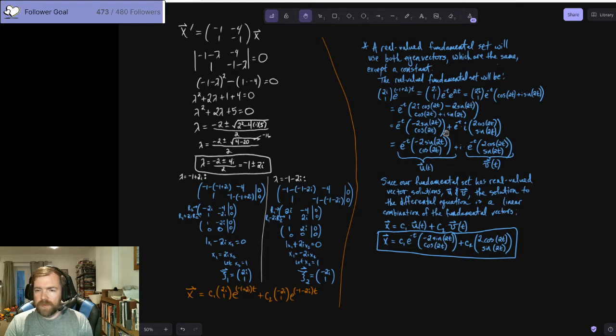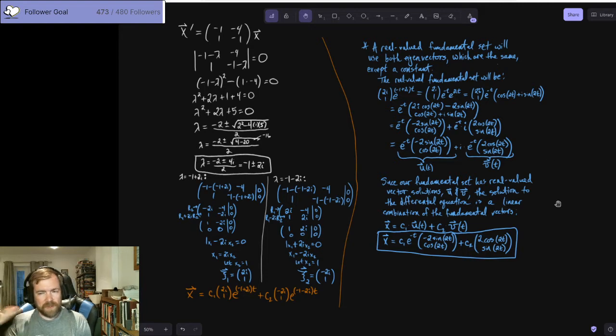Moving down to the next one, I separated out the real and imaginary portions, and I said that what we have here is really the sum of two vectors. One is e to the negative t times the vector negative 2 sine of 2t, cosine of 2t, which I'm just calling u of t as a vector, plus i times e to the negative t times the vector 2 cosine of 2t, sine of 2t, which I'm calling v vector.